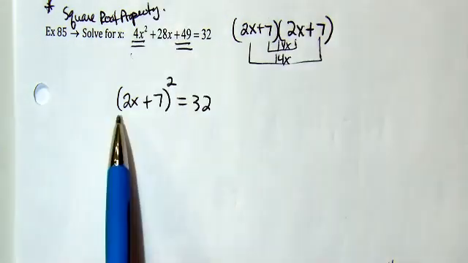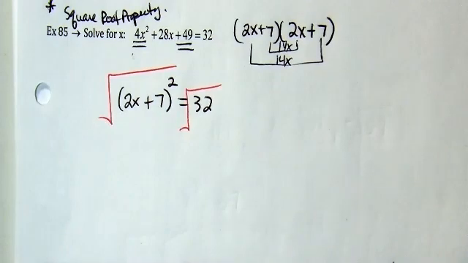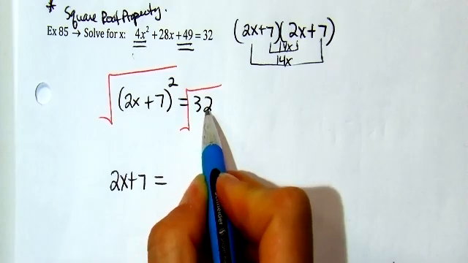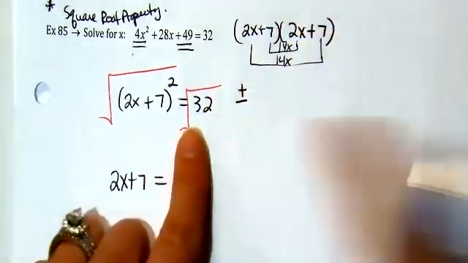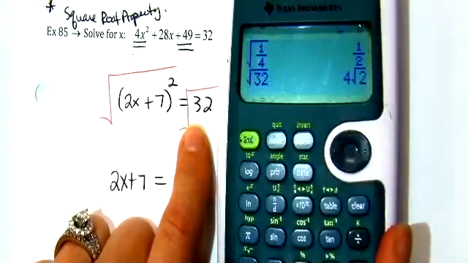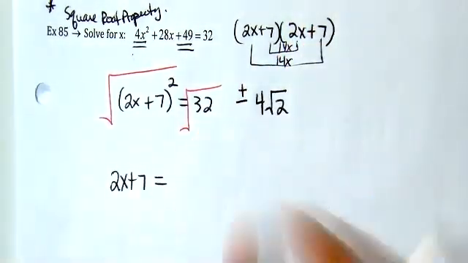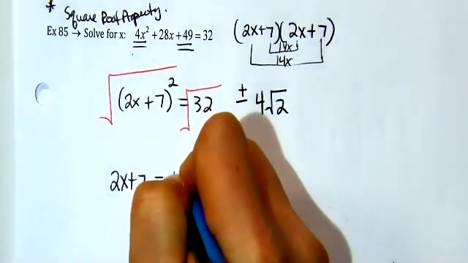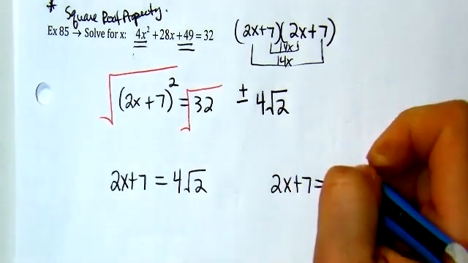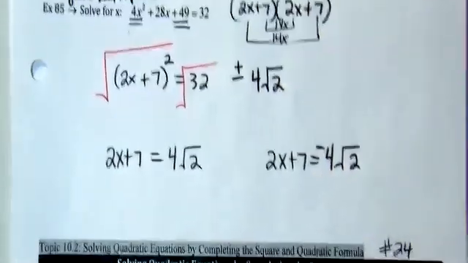So we do that because if it's a binomial squared, then we can say, let's take the square root of that. So that gives me 2x plus 7 equals, and remember 32 isn't a perfect square. And remember it's a plus or a minus. So the square root of 32, when we simplify it, is 4 square roots of 2. So it's a positive 4 square root of 2, and it's a negative 4 square root of 2. So we're going to write it as two things. I need to write negative. There we go. And then we just simply solve.